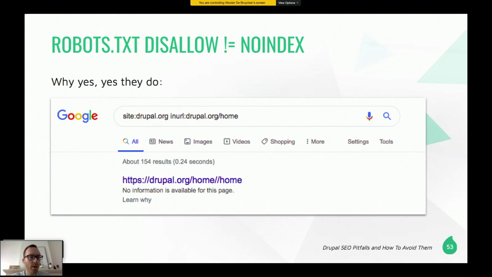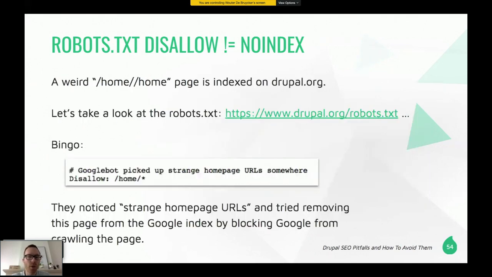So, for example, here we have a screenshot of Drupal.org, which doesn't have a description, it doesn't have a title, it just has a weird-looking URL. Now, if we dig into why this is the case, we found their robots.txt. And if you look there on the screenshot, it says Googlebot picked up some strange homepage URL somewhere. And then they disallowed the entire slash home folder, hoping that those weird URLs would disappear from the index. But of course, like I just said, this only impacts the crawling and not the indexing. So Google is still able to index it, and it has indexed it, but it's just not able to crawl it, which is why there's no title or description.